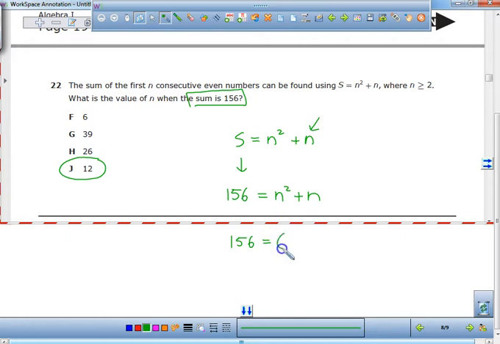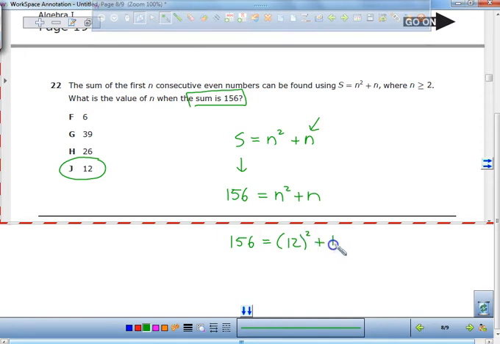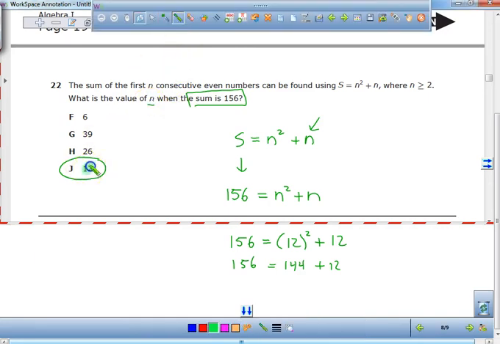Here's what you could do to check the answer. You could do 12 squared plus 12. What's 12 squared? 144. Plus 12 more gets me to 156. So these are all the answers for the value of n. You could take this answer and plug it in here and there. Whichever one gets you to 156 would be your answer.